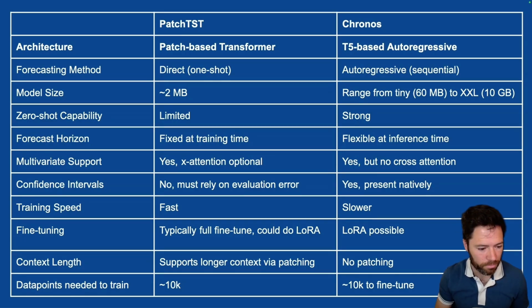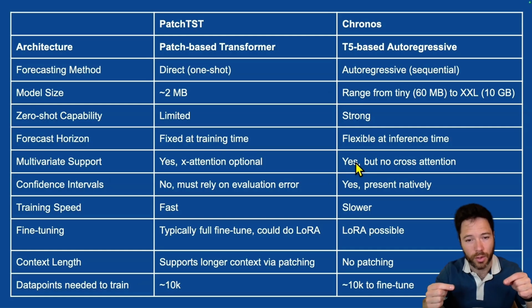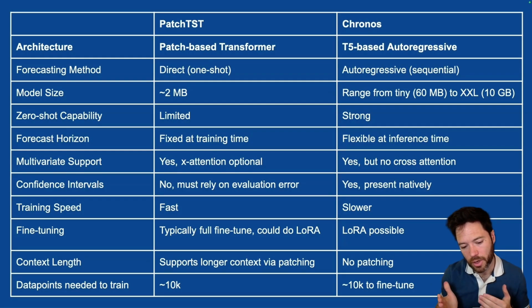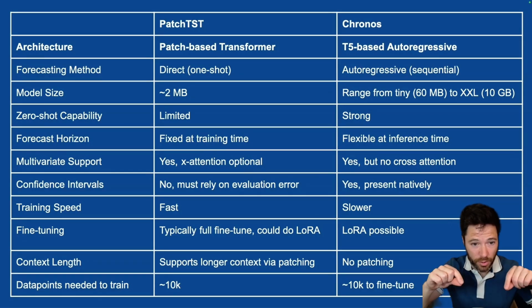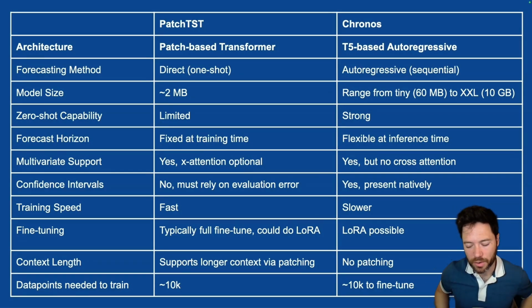The last thing to mention here is multivariate support. So the way both these models work is if you have 2 time series that you want to predict and they're both related, for example, you might have temperature and you might have demand of electricity, both of these models will treat those separately and they will use the same set of weights.